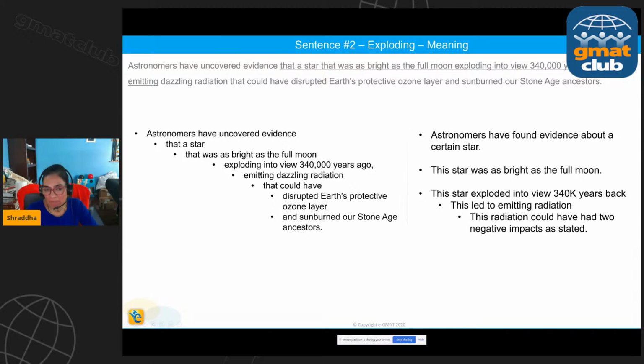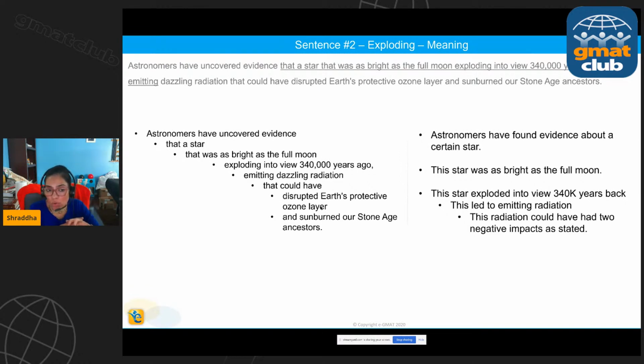I mean, basically, if I put everything together, what it appears to me is that the evidence is about the star. And what is that evidence? The evidence is that there was a star which was as bright as a full moon. So it was very conspicuous, probably, and it came into view some 340,000 years ago. It exploded into view.